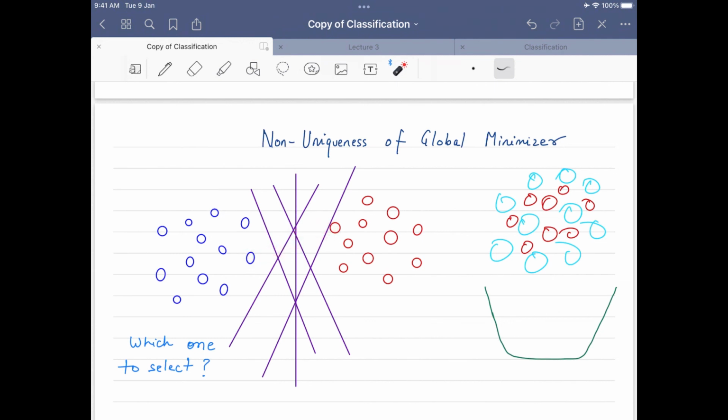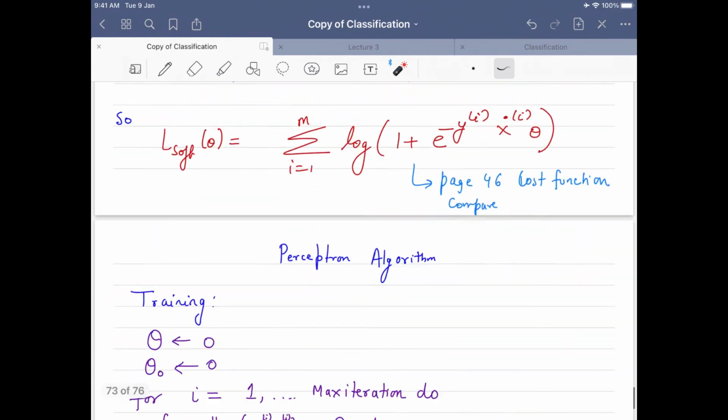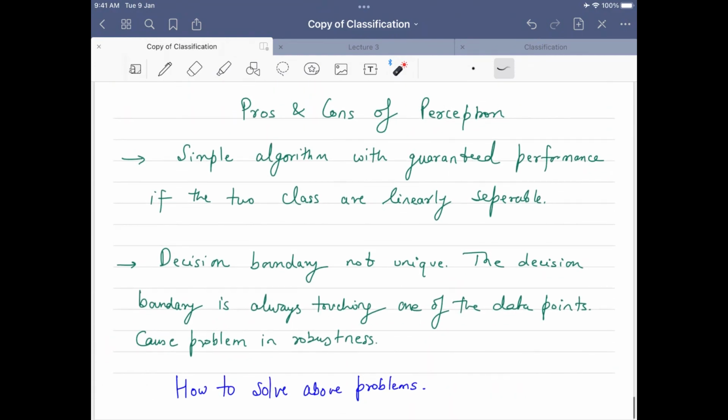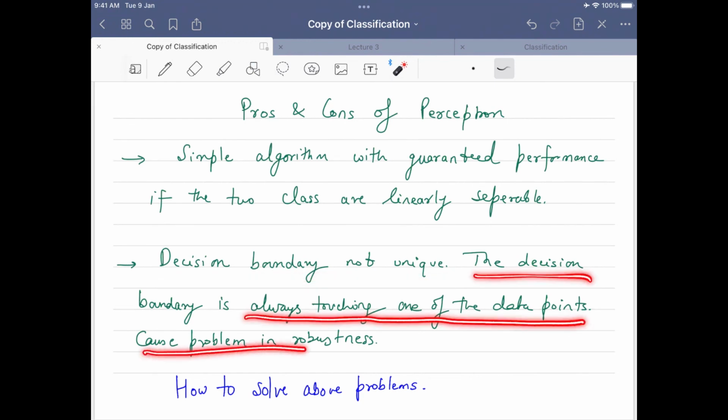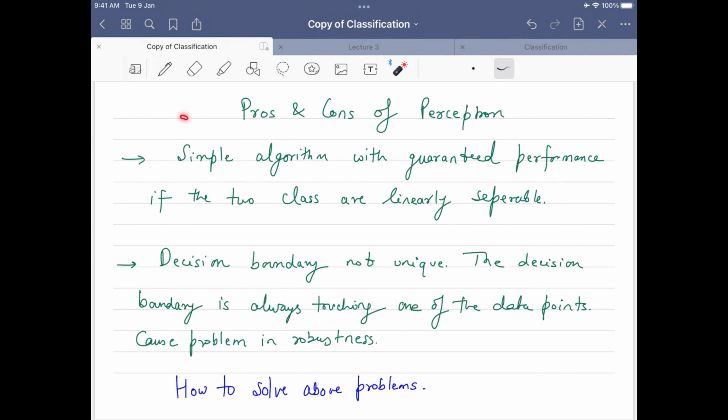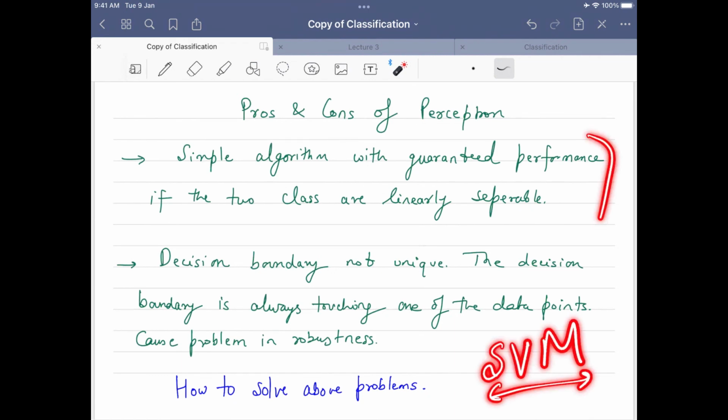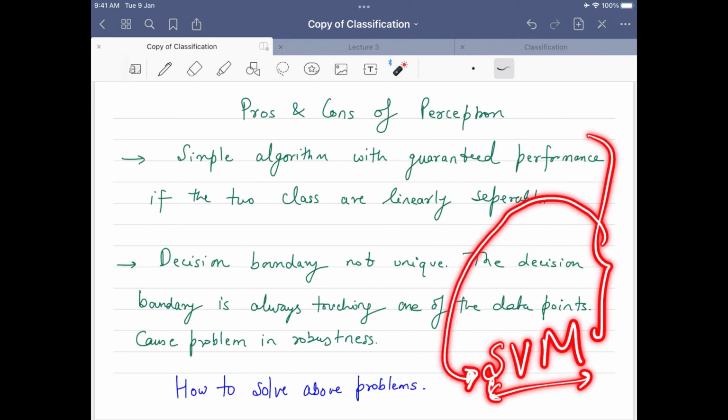So we will understand how to overcome these problems which we have discussed here, that is, the decision boundary is not unique, and the decision boundary always touching one of the data points can cause problems in robustness. So these problems will be discussed in our next lecture when we will discuss support vector machines. So these 2 points are actually acting as a motivation for you to enter into this topic, which is support vector machine, which addresses these 2 problems.